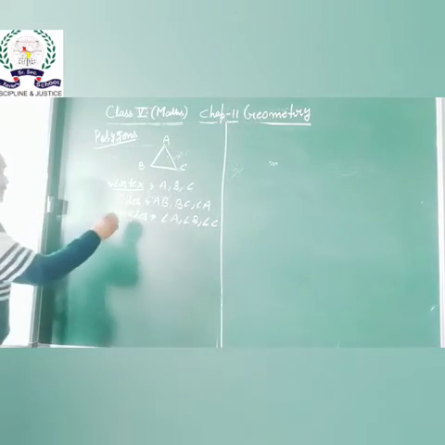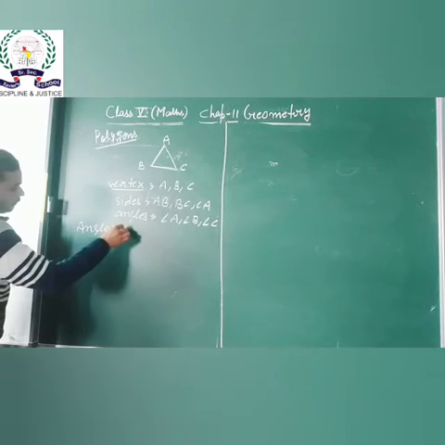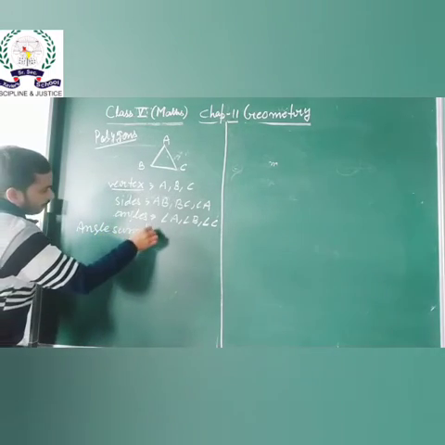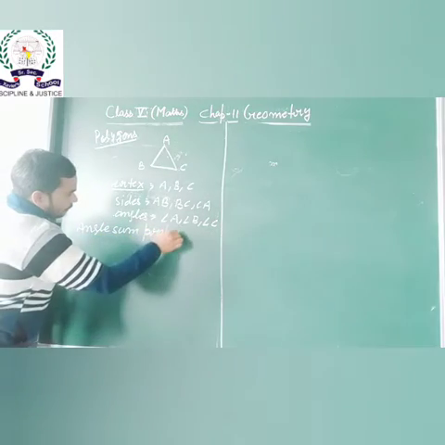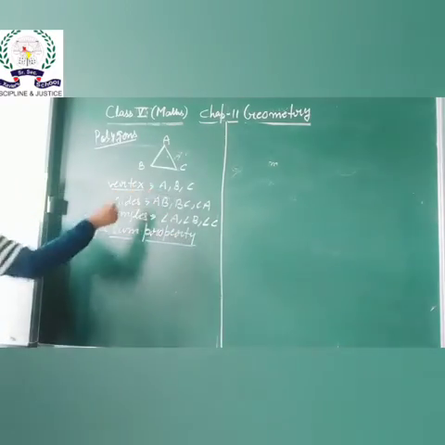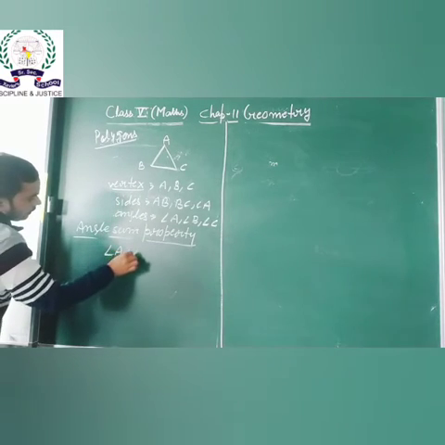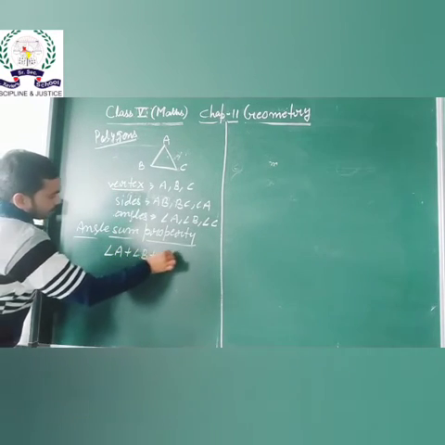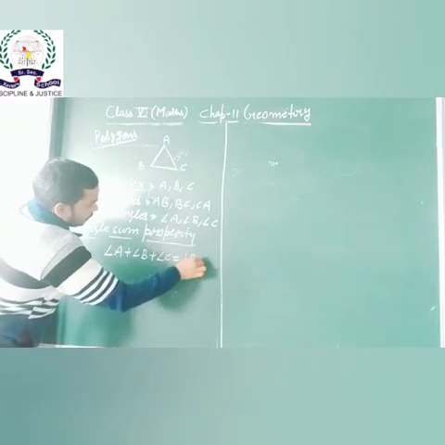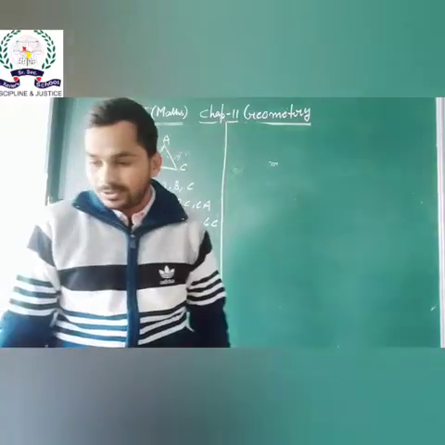Then the angle sum property of a triangle. The sum of all angles of a triangle is 180 degree. So angle A plus angle B plus angle C equals 180 degree. This is the angle sum property of triangles.